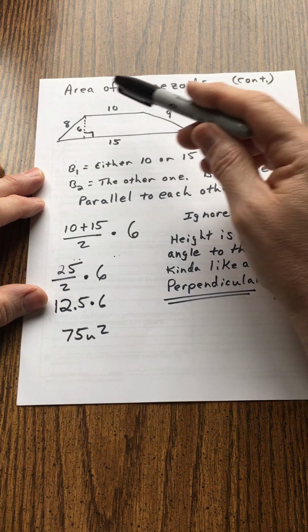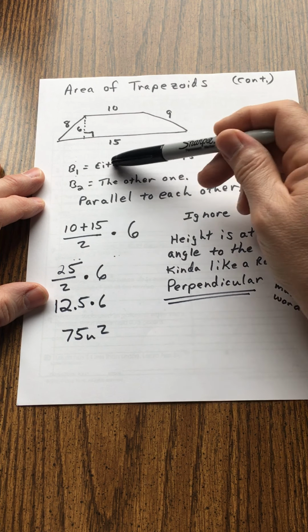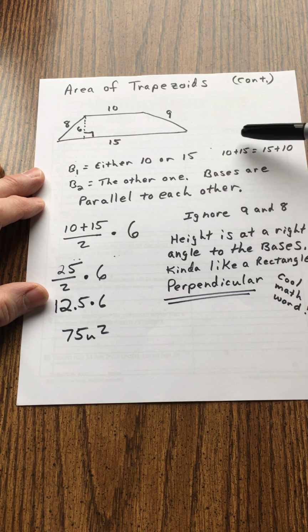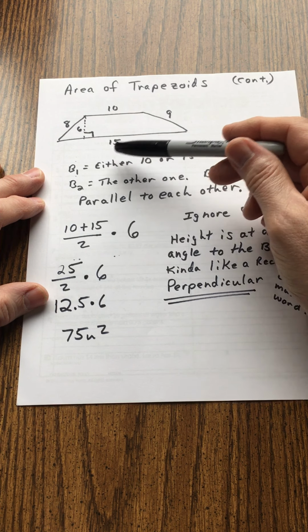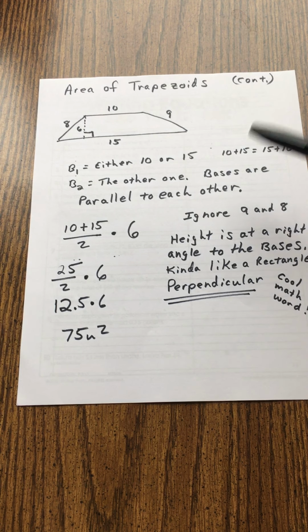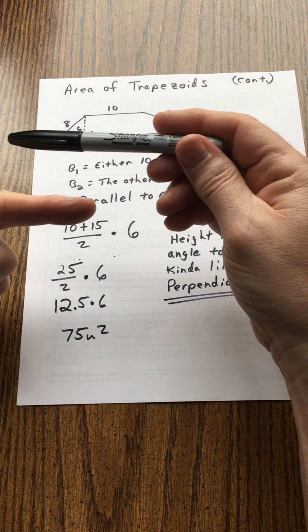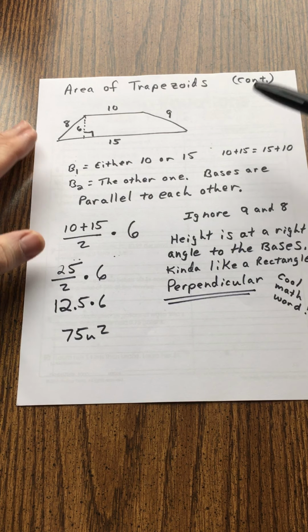Here's a big one. This can be our B1 or this can be our B1. Either 10 or 15 works, right? 10 plus 15 is the same as 15 plus 10. So one of them is going to be B1, the other one's going to be B2. The bases are parallel to each other, right? They're two lines that go on forever and never intersect.